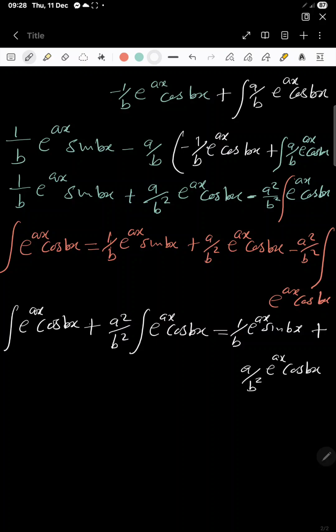Now here, mathematically, we know that this and this are like terms, and we have the coefficient here as 1. Here the coefficient is a squared over b squared.